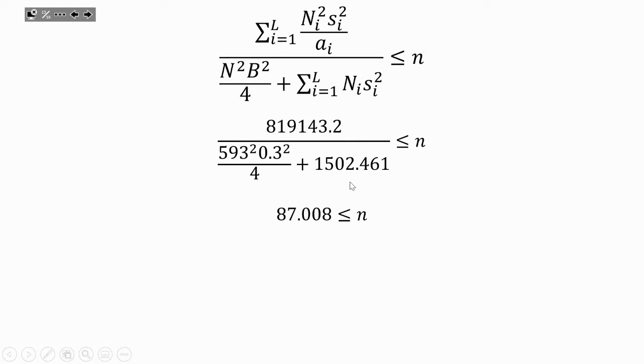So if we round that up to 88, then we need a total sample size of 88 with 1/4 of the sample coming from each of the 4 class years. So we could gather 22 people from each class year to get a margin of error of 0.3. Questions about this?